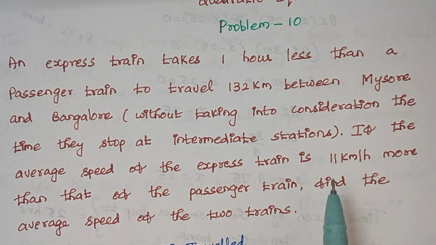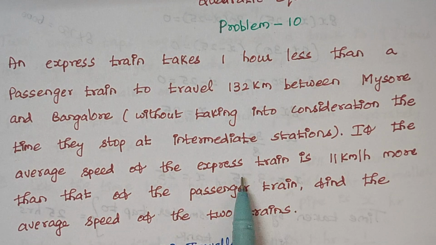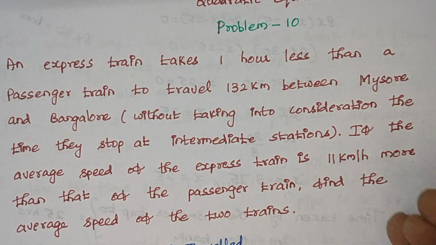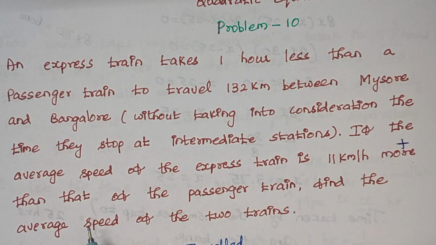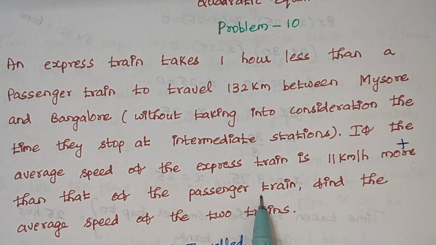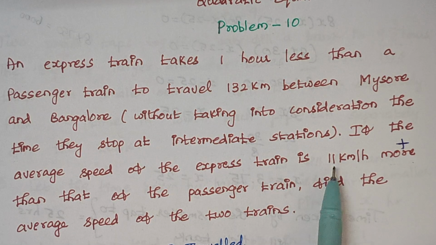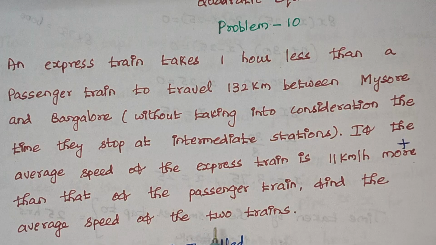So now, the discussion is about the speed. If the average speed of the express train is 11 km per hour more, what do you mean by more? Here this represents plus, compared to the passenger train. For example, if the speed of the passenger train is 10 km per hour, then that of the express train will be 10 plus 11, that is 21 km per hour. Okay, just for example. Find the average speed of the two trains.